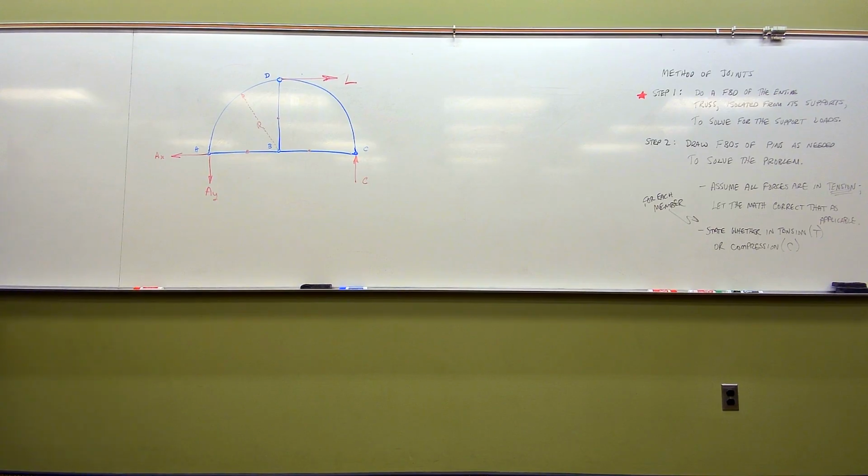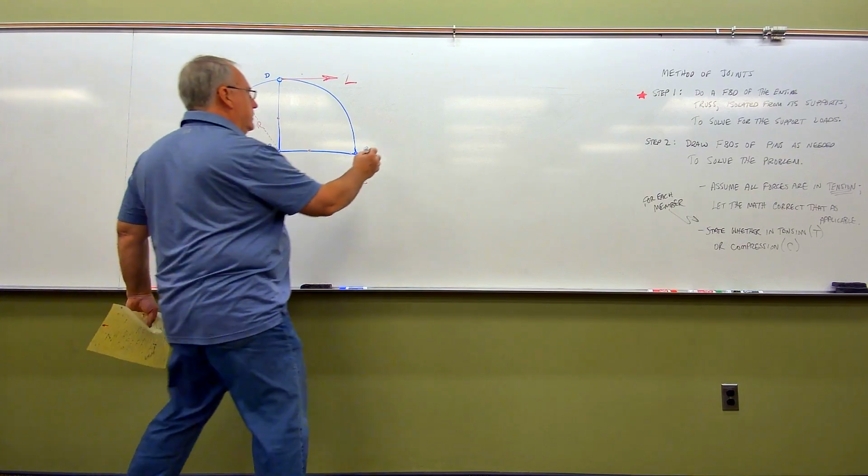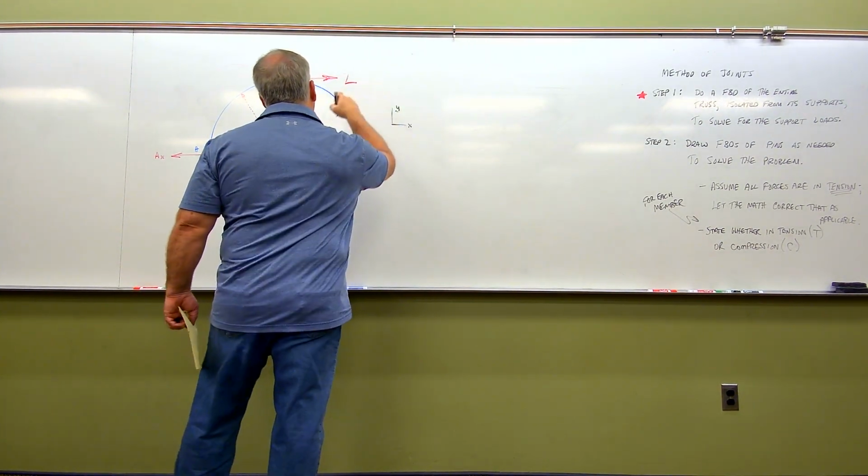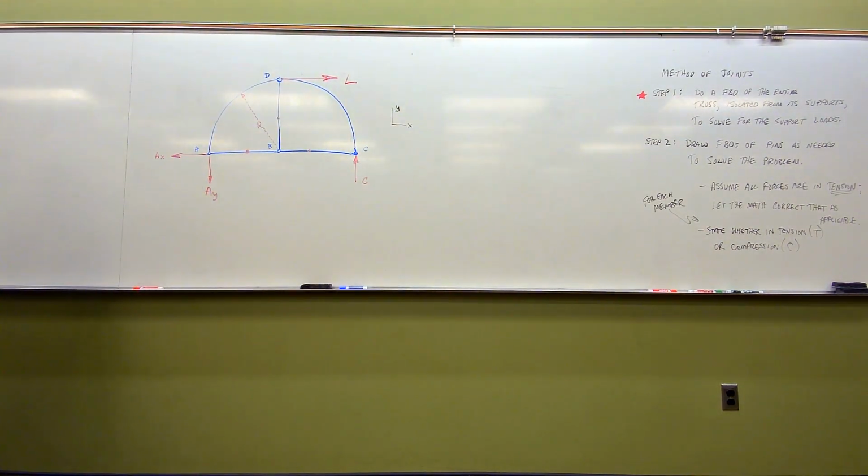So if I sum forces now in the X direction, what have I got? I've got my force L. By the way, I didn't do it just yet, but I need to identify the X and Y directions. I can't call L an X force unless I've identified that that's my X direction. So L is going in a positive X direction like that, so it's going to be L, and then I've got AX over there, which is going in the negative direction, so L minus AX.